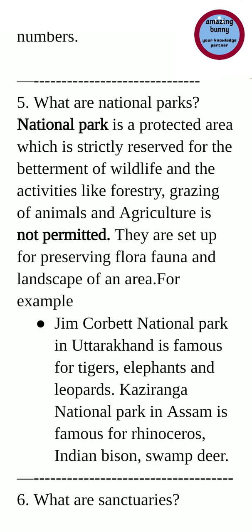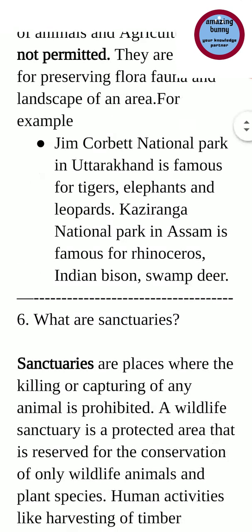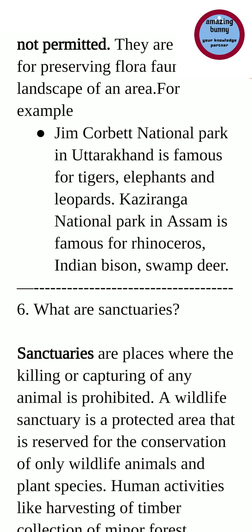What are national parks? A national park is a protected area which is strictly reserved for the betterment of wildlife, and activities like forestry, grazing of animals and agriculture are not permitted. They are set up for preserving flora, fauna and landscape of an area. For example, Jim Corbett National Park in Uttarakhand is famous for tigers, elephants, leopards. Kaziranga National Park in Assam is famous for rhinoceros, Indian bison, swamp deer.